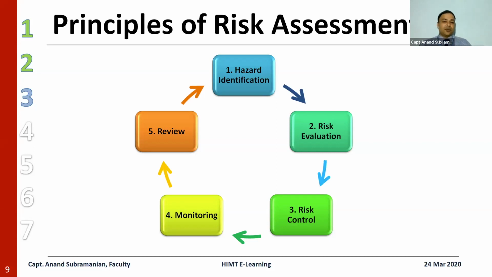Whatever we come to know after the review is again put into the hazard identification, and then the cycle goes on. That means it's not a static job, it's a dynamic job. It is not that we do one risk assessment and then close it off. We can't use the same risk assessment again and again next time. Each time the situation is different and the circumstances are different, so we have to go through the whole process again. That way we can improve the safety on board, and the chances of accidents happening are reduced.